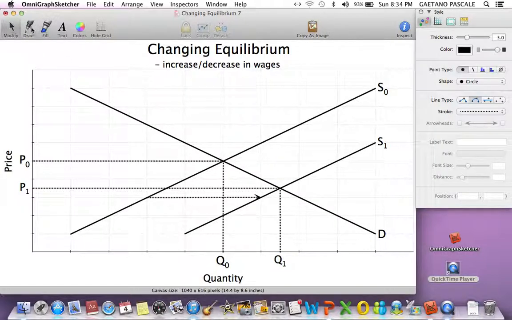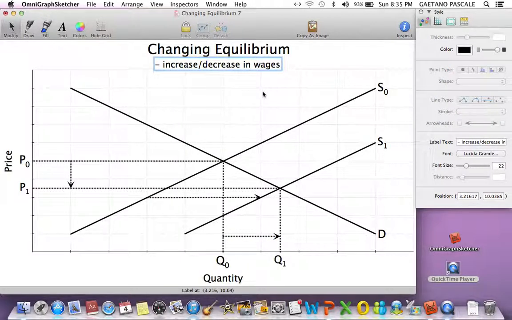So what do we end up seeing? When wages decrease, the supply curve shifts to the right. This drives the price of that product downward and increases the equilibrium quantity in the marketplace. So just realize that when you have a decrease in wages, or if you're decreasing any of the costs, for example, if I decrease the cost of capital, the supply curve will shift to the right. This will lower the price of that particular product and increase the equilibrium quantity.